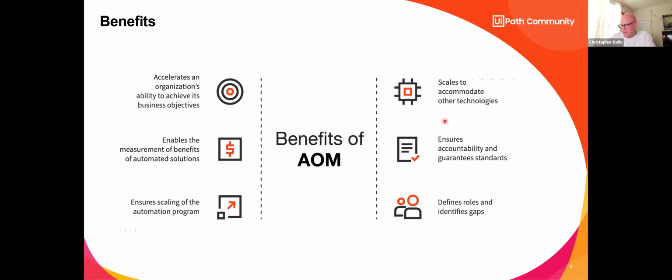Accountability and guaranteed standards. That's going to be a primary role of your COE, which we'll talk about in a minute, a little more in depth. And it defines roles and identifies gaps. This is very important in workforce planning. Who do we need? What do we need? What skills do we need?